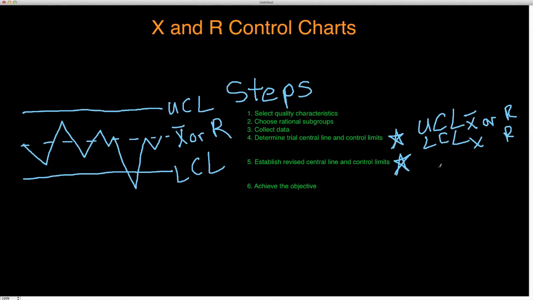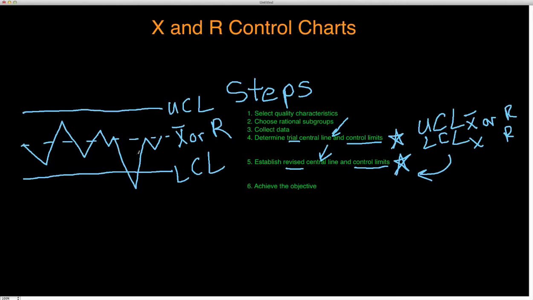And we'll be doing that process again to get these revised control limits. But before we get those control limits, the trial control limits and the revised control limits, we will be looking at these central lines. Okay? So what we're going to end up with is some sort of control chart that looks like this.